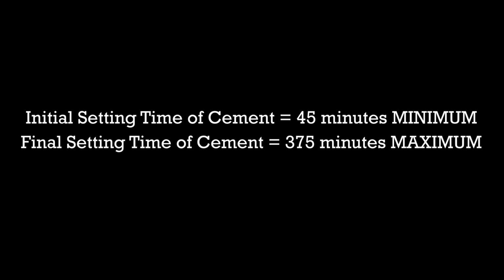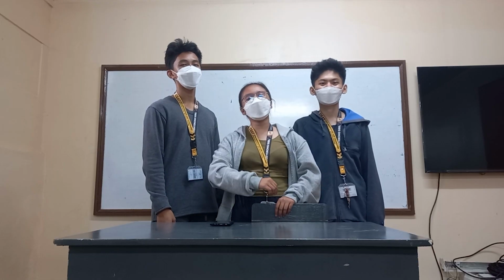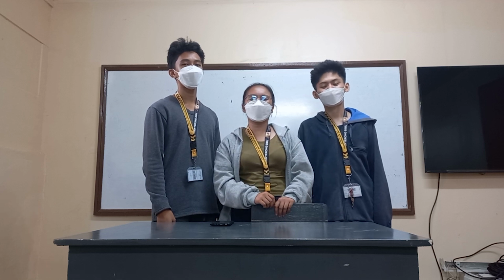For the standard specifications of the Vicat test, the time of initial setting shall be 45 minutes minimum. The time of final setting shall be 375 minutes maximum. As shown in the tabulated data of the 3 trials of Vicat test, and the average of their initial and final setting time satisfy the standard specifications. Therefore, the cement we used passed the time setting of cement using the Vicat test. And that's how the time setting of cement using Vicat test is conducted.